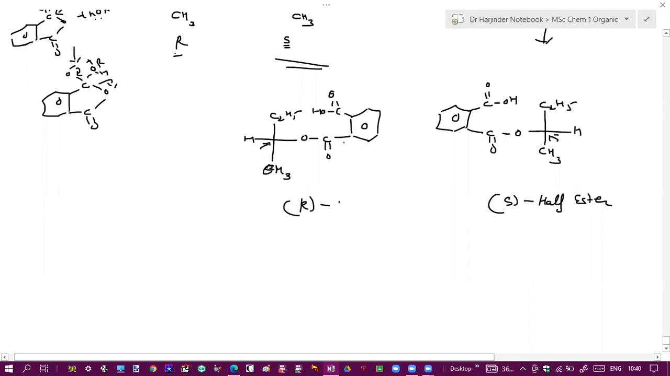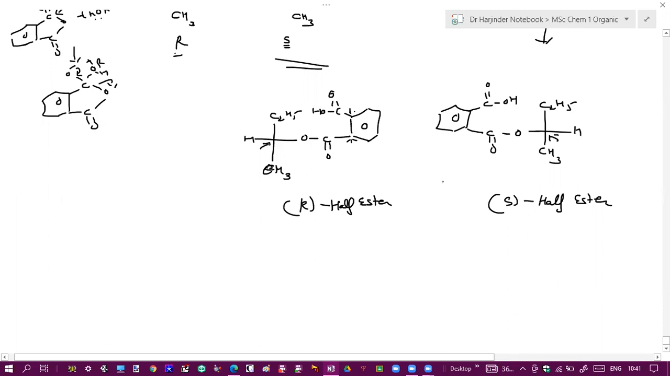Benzene? Here? This carbon, no sir. No, this is sp2 hybridized carbon. This is not tetrahedral carbon. So is it a mixture of enantiomers or diastereomers? It is a mixture of enantiomers. So this phthalate is still a mixture of enantiomers and it is a half ester.